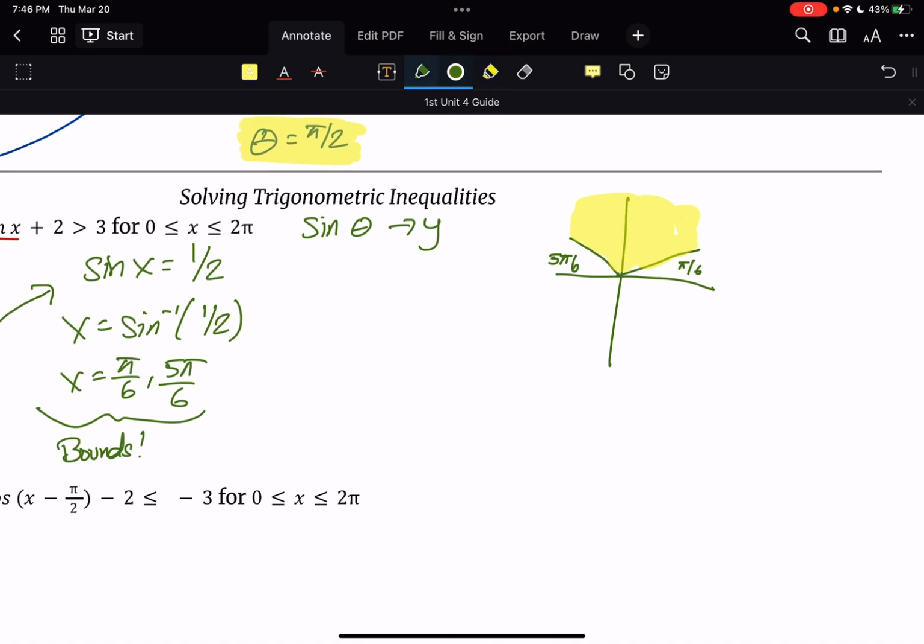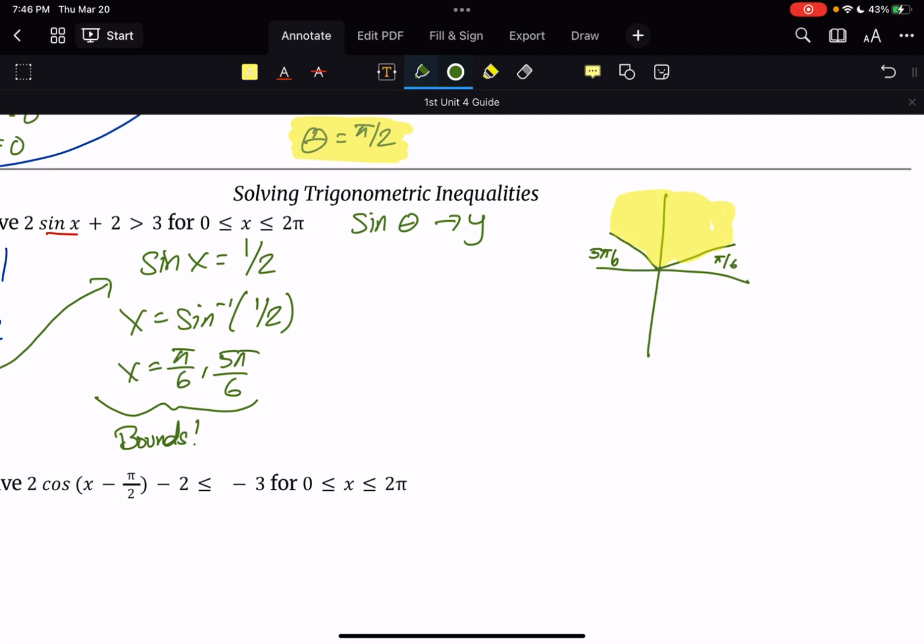So if we think pi over 4, radical 2 over 2, pi over 3, radical 3 over 2, pi over 2 gives me a sine of 1. So all of those values would satisfy this inequality. So the full written out inequality is pi over 6 is less than or equal to x, which is less than or equal to 5 pi over 6. Or if you want to write it in interval notation, pi over 6 to 5 pi over 6, and then we're going to put that in brackets.